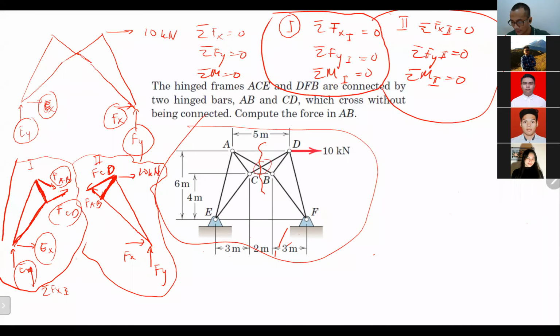But in total, now let's take a look. In total, from the first and the second free body diagram, how many unknowns do we have? 8, sir. Calculate again. Total unknowns. Not 8, because FCD and FAB you just need to calculate once. FAB and FCD in the left free body diagram and the right free body diagram are the same. So yes, we have 6 unknowns.